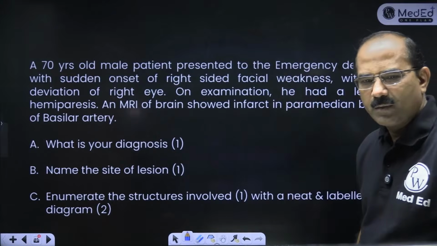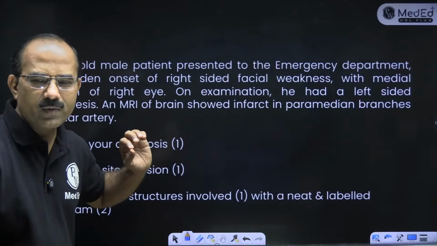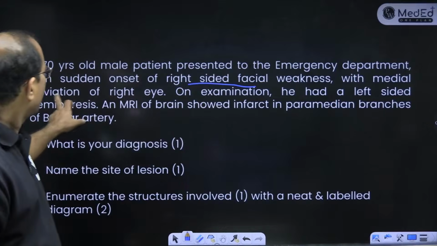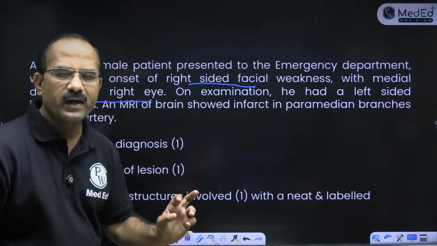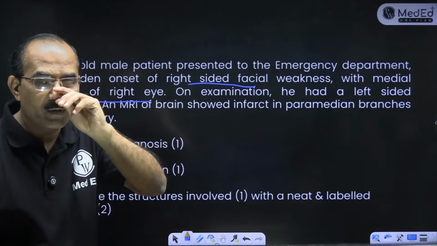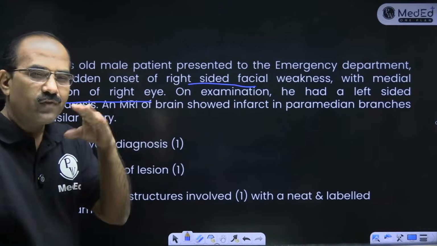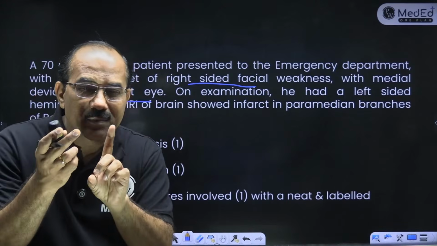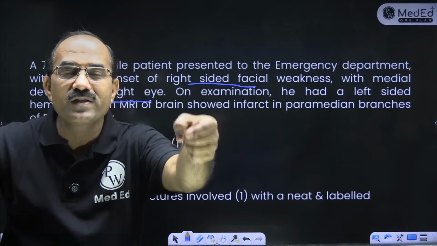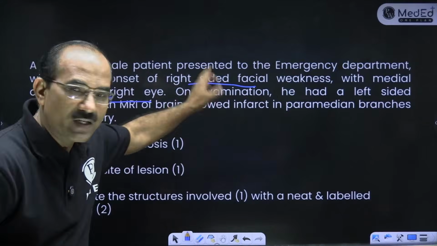Understood? What is this? This is how the MCQ will come. Right-sided facial weakness and medial deviation of the right eye. It means medial squint, meaning the lateral rectus is damaged. It is not Weber's, children. This is Millard-Gubler syndrome. Eye is deviated medially, meaning lateral rectus is paralyzed, so which nerve is involved? Sixth nerve. So there is involvement of the sixth nerve plus involvement of the face.